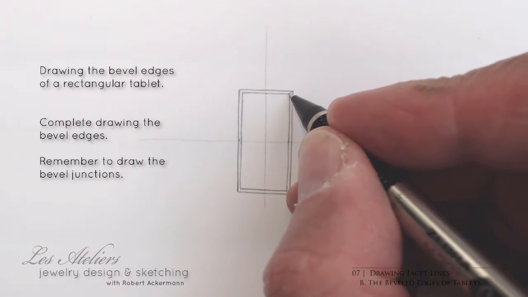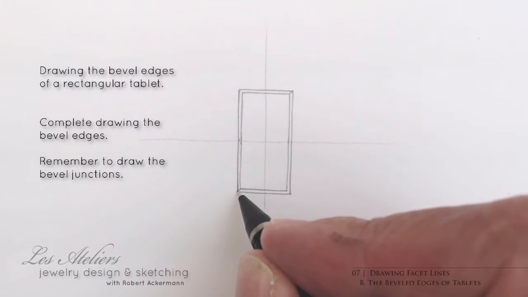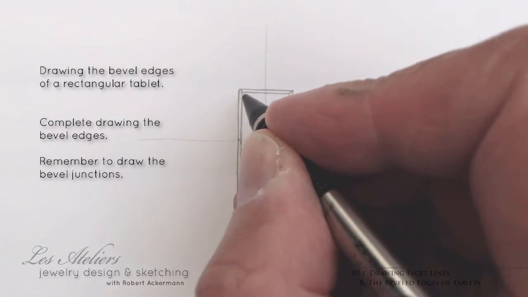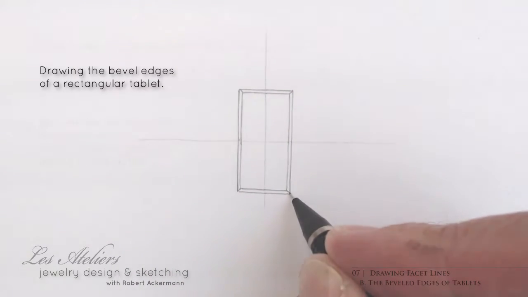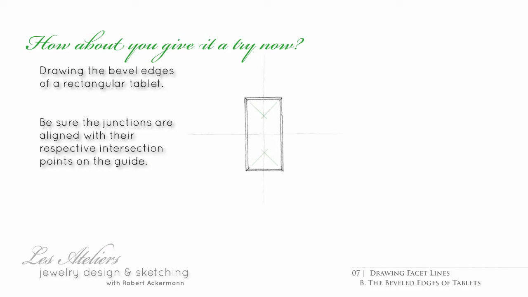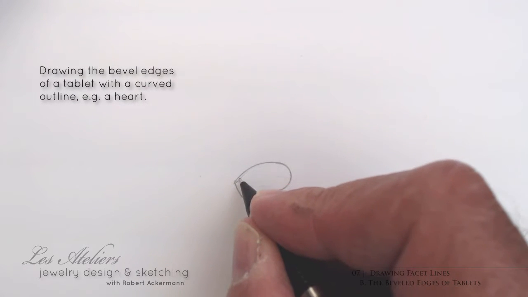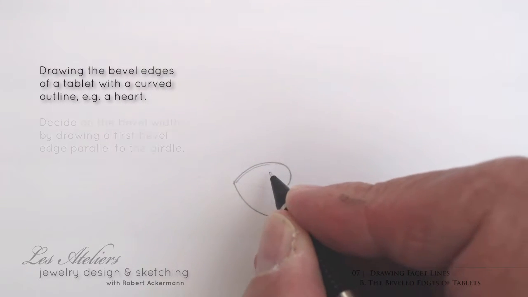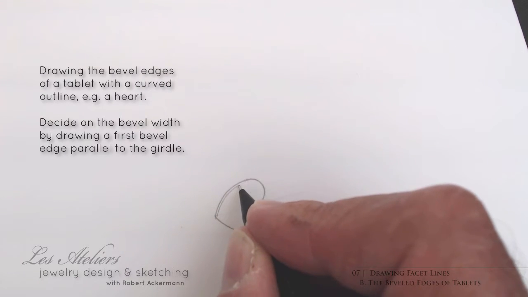Once you've got all the bevels together, don't forget to do the corners. The short little lines called junctions are quick and easy to put in, but do make sure they point to a corresponding point on the guide. That will nicely support the symmetry of your stone. And what about more complex shapes like, say, a heart shape? Well, extend on what we just did with the baguette.